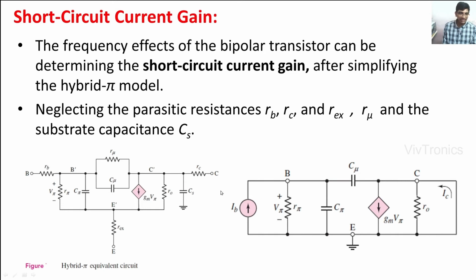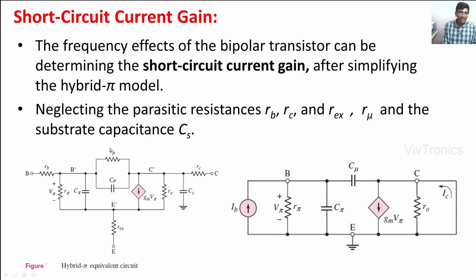After neglecting these resistors and capacitors, we can rearrange the circuit like this. Here we are going to short circuit our output terminal in order to get the short circuit current gain. The output terminal is the collector terminal, which is short circuited to ground. In this modified equivalent circuit, the C terminal has been grounded, and at the input side we assume there is a current source IB. Because we are eliminating RB, we directly show the B terminal, and C pi is the capacitance between the base terminal and the emitter terminal.